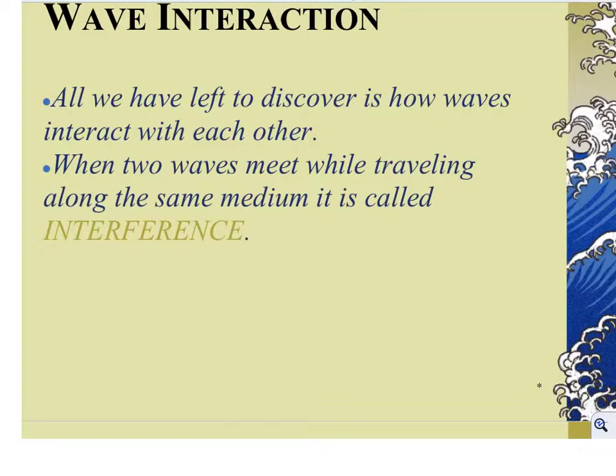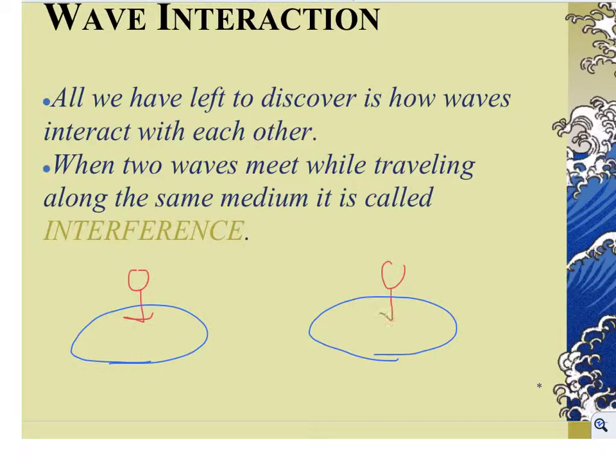All right, how do waves interact? All you'll have to discover is how the waves interact with one another. When they travel on the exact same medium, it's called interference. Imagine if I have 2 puddles of water, and then you make a ripple on each. So say there's a rock that falls on each one. When those ripples eventually collide together, you're going to get interference right here, right? That's where they collide.